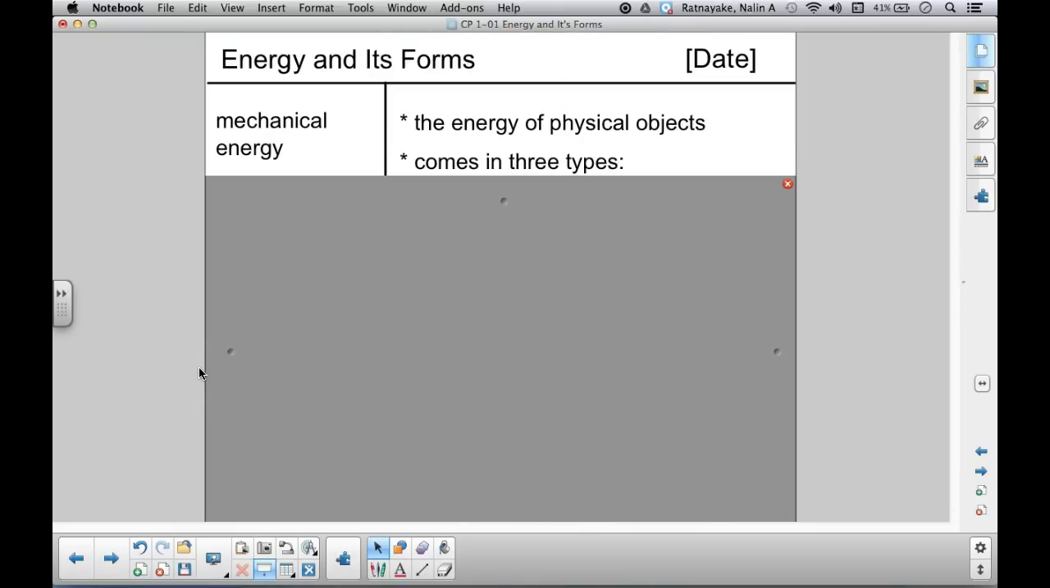So let's talk about a few different forms of energy. The first form I'm going to talk about is mechanical energy. Mechanical, it sounds kind of like the word machine. And there's a reason for that, because mechanical energy is the energy of physical objects. If it's a thing that we can push or pull or set in motion or change its direction or pick up or throw, anything like that, we're going to talk about it in terms of its mechanical energy.